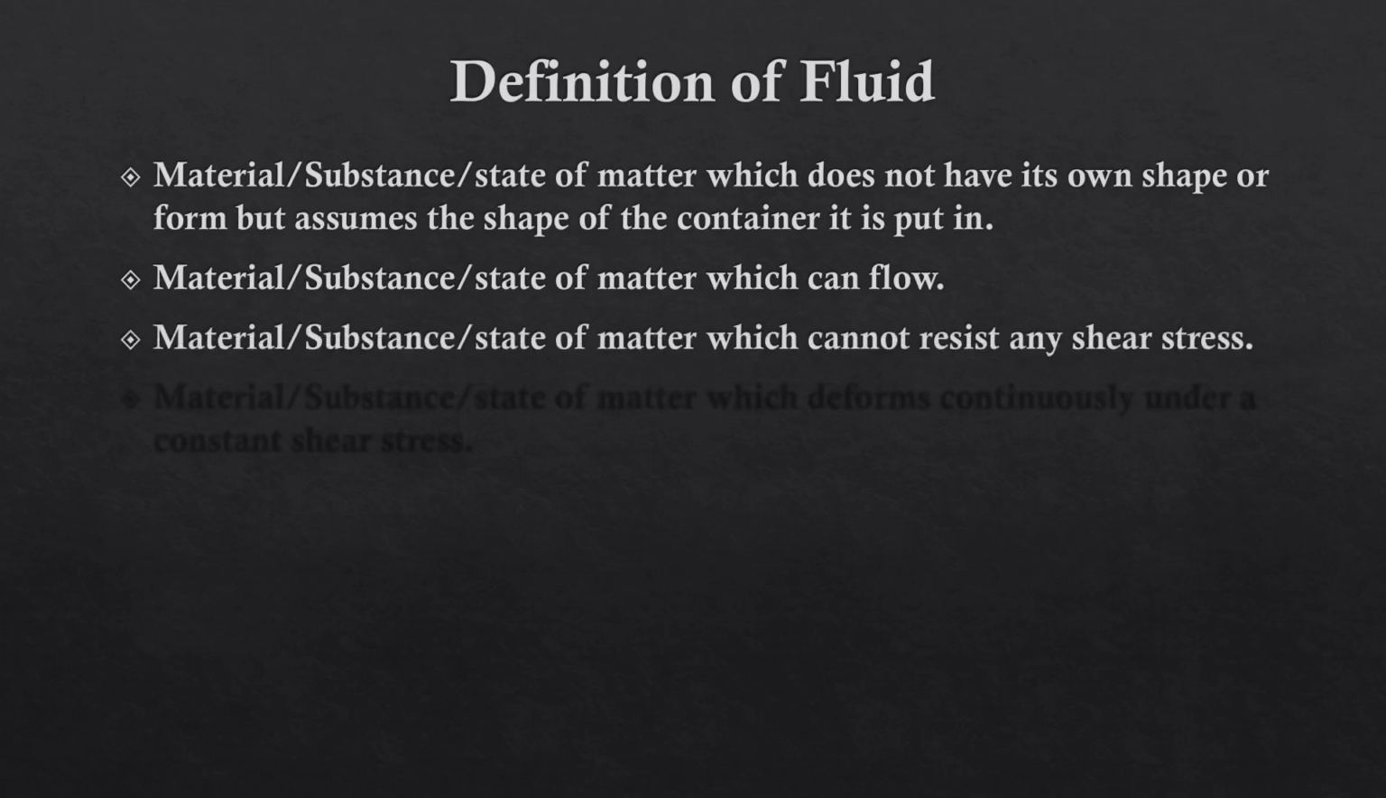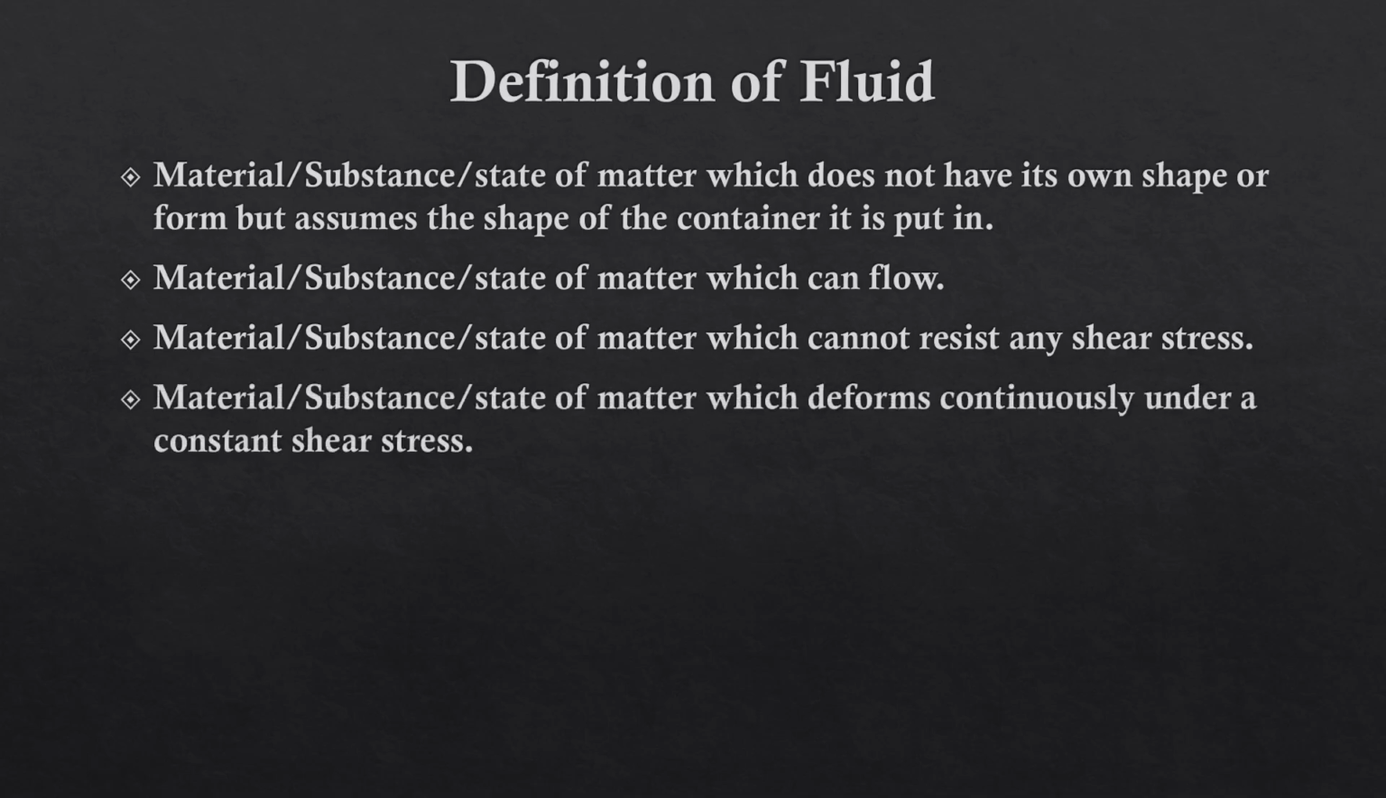Coming to the engineering or scientific definition of fluid, it is a state of matter which cannot resist any shear stress. And to be more precise, the final definition should be somewhat like: a material, substance, or state of matter which deforms continuously under a constant given shear stress. So we'll try to understand what this whole definition means. We have already learned what shear stresses and strains are.